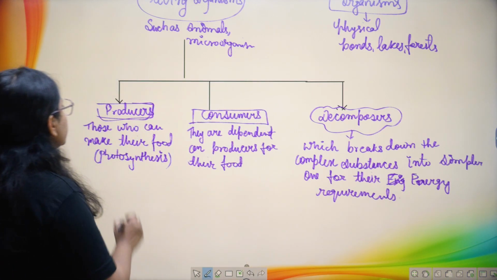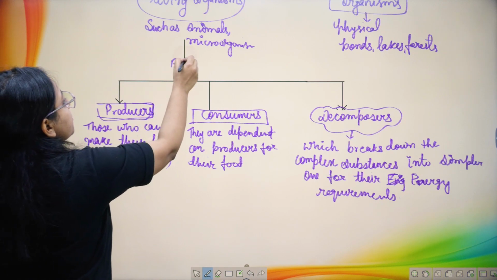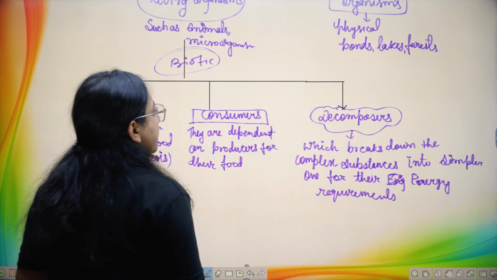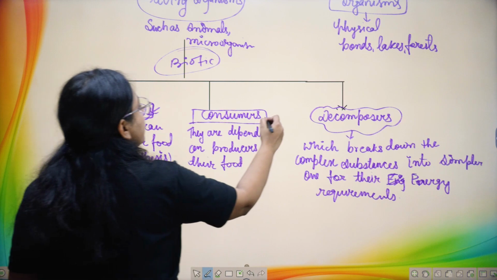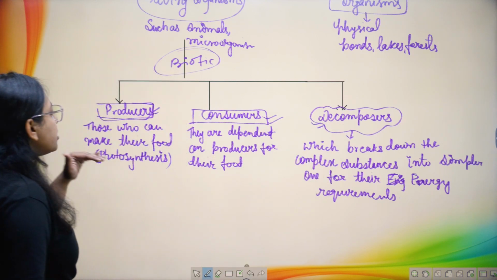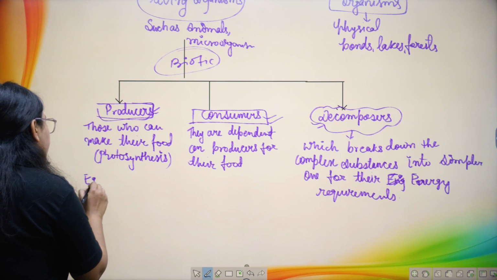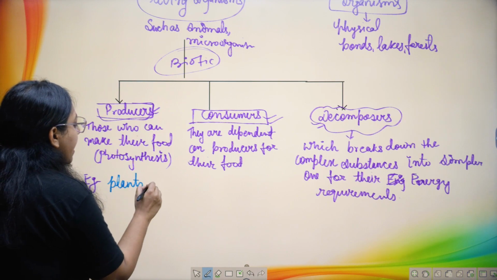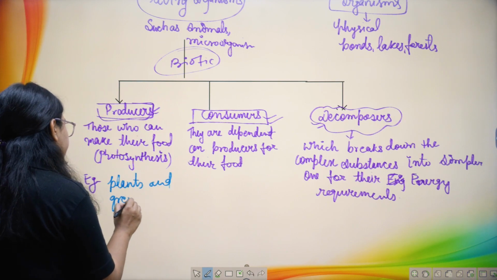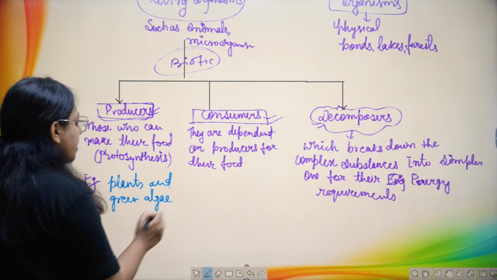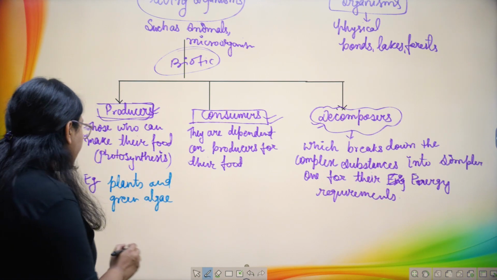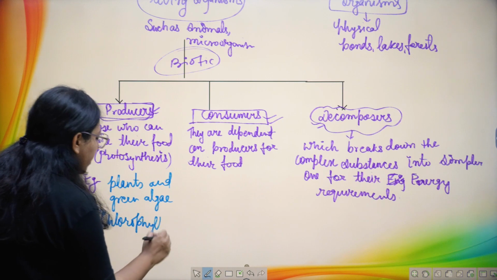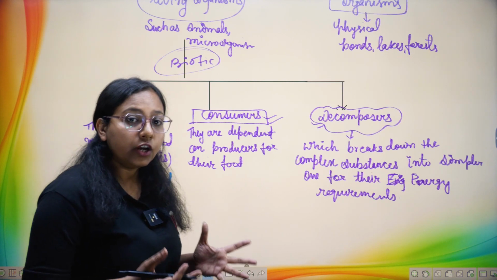So what are the three categories? This is biotic components, which are further classified into producers, then consumers, and then decomposers. Producers are those who can make their own food. For example, plants and green algae. These can make their food by themselves because they have chlorophyll. That is why they can do photosynthesis.